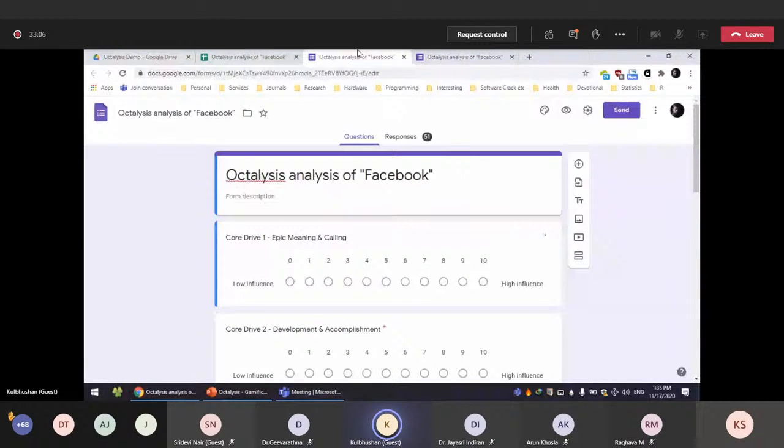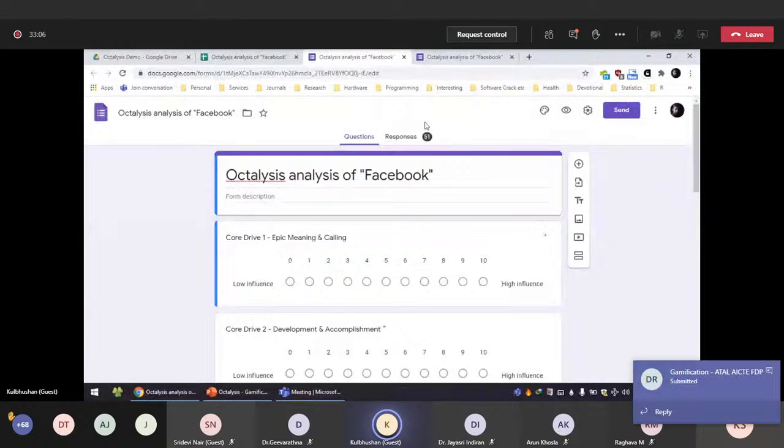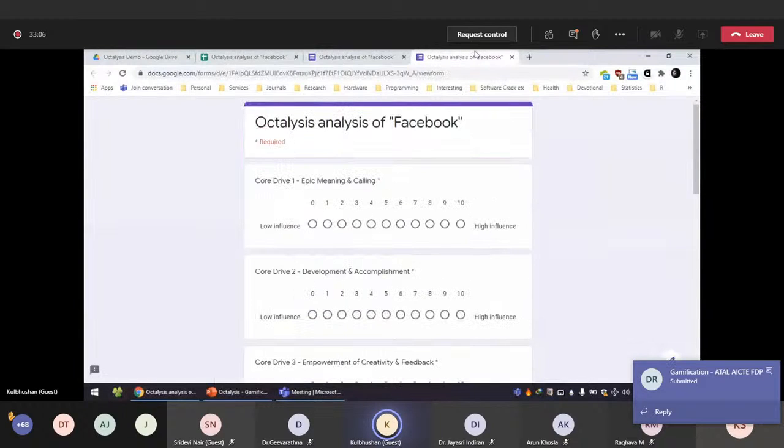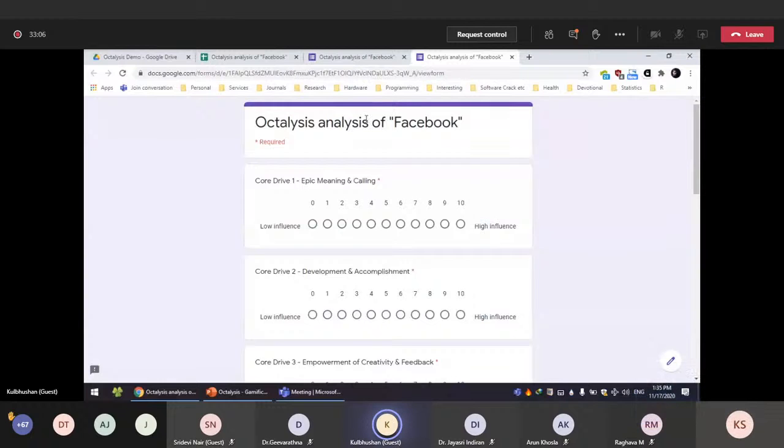Whenever we are conducting an Octalysis analysis, first of all, we need to have an application for which we are conducting it. In this case, it is Facebook. We chose this application because everyone among the participants is familiar with Facebook. So it is very important that the one who is giving the values to the core drives should know the application thoroughly.